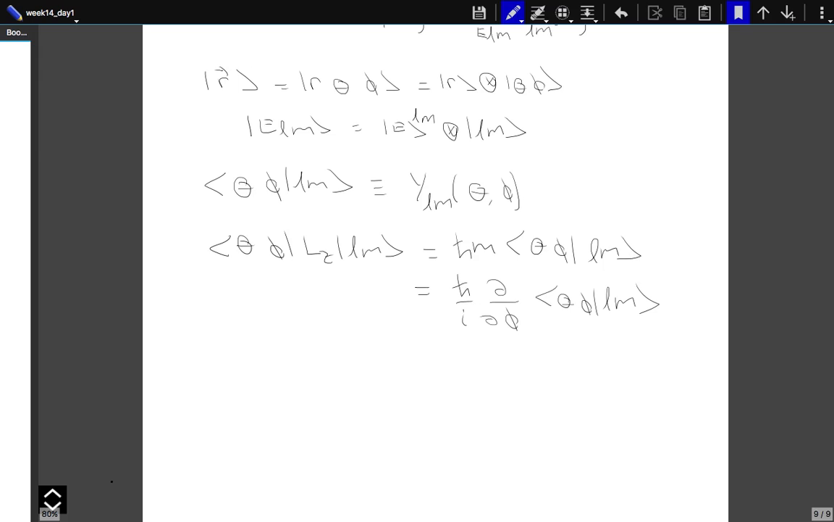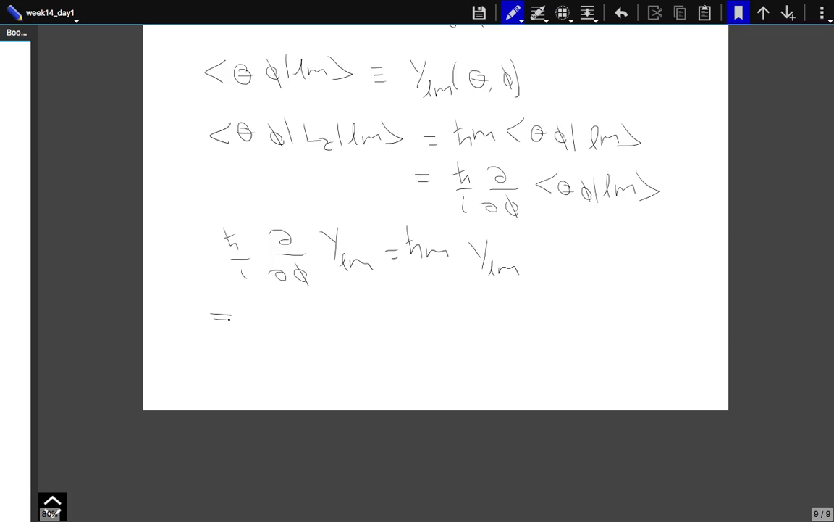So Y_LM, in terms of phi at least, satisfies this equation: ħ over i del over del phi of Y_LM is equal to ħ M Y_LM. Or Y_LM should be proportional to e to the power plus i M phi, with a proportionality constant that depends only on theta. Now, what is that F of theta?